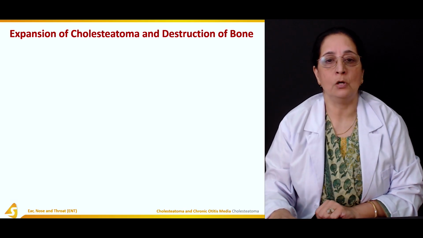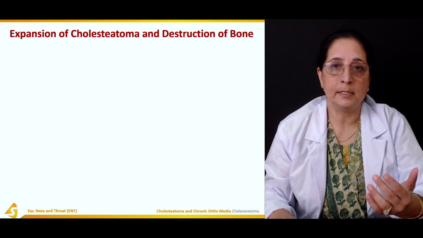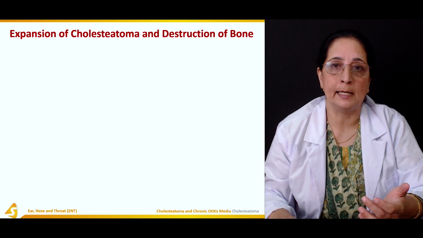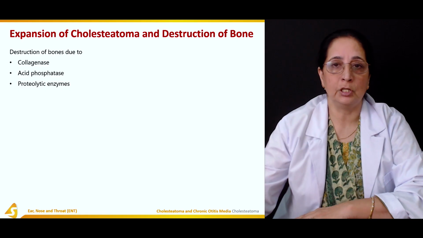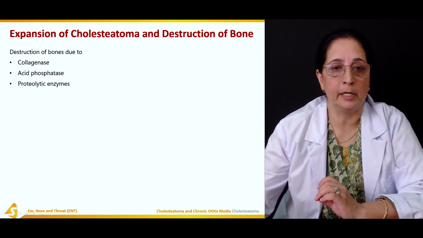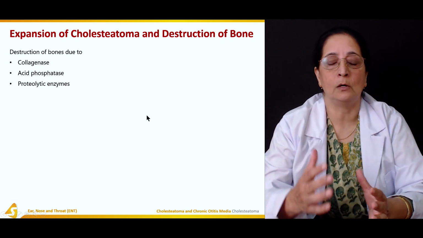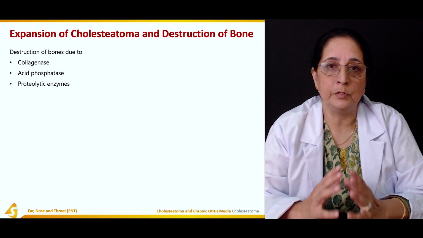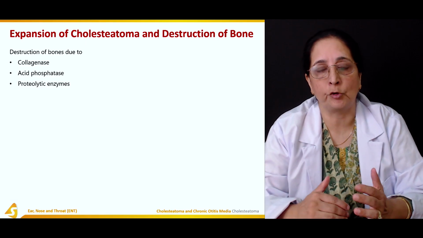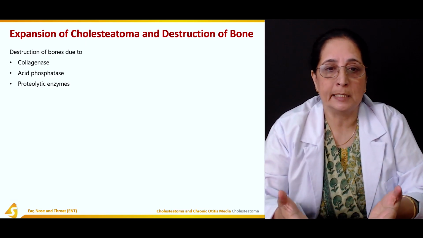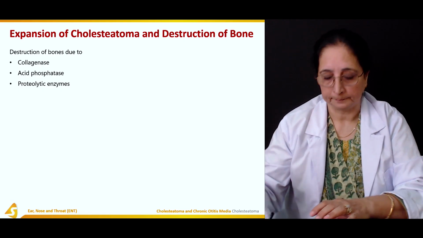Next, expansion of cholesteatoma and destruction of bone. How it spreads and how finally it can lead to the destruction of bone or ossicles. Destruction of the bone is mainly due to collagenase, acid phosphatase, and proteolytic enzymes. These are all enzymes, whenever you see the word ending in -ase, it is an enzyme. So collagenase destroys the collagen of the bone. Acid phosphatase, same, it destroys the bone and causes destruction.